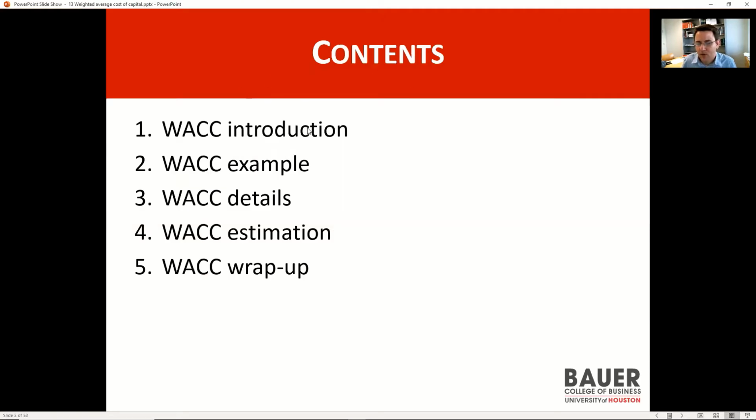We're going to give a broad overview of the WACC first. Then we're going to do a very simple example to show how we can calculate the WACC for a company and then use that to evaluate a project. Then we're going to fill out some of the finer details. In part 4, we'll talk about each ingredient for the formula, and we'll see where each ingredient is coming from. And then finally, we'll wrap up.